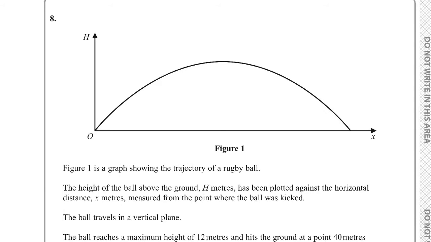Question 8 is a modeling question. We're looking at the trajectory of a rugby ball. The height h, capital H, is plotted against the horizontal distance x meters measured from the point where the ball was kicked. It travels in a vertical plane. We are reaching a maximum height of 12 meters and we hit the ground at a point 40 meters from where it was kicked. I think it's a good idea to actually add all this information here. This is 40. The maximum height turns out to be 12.